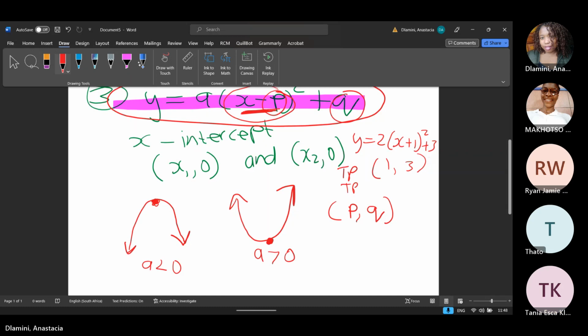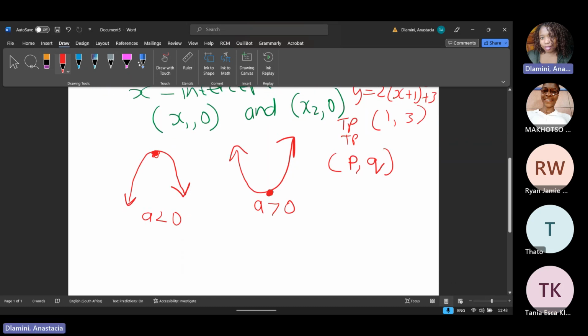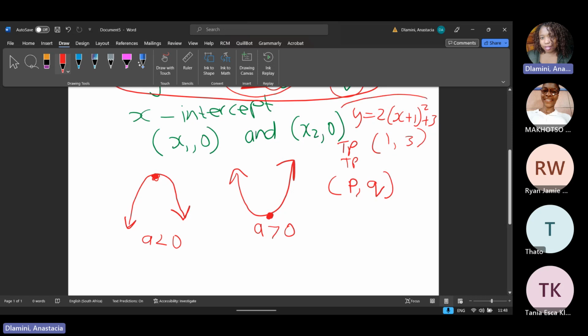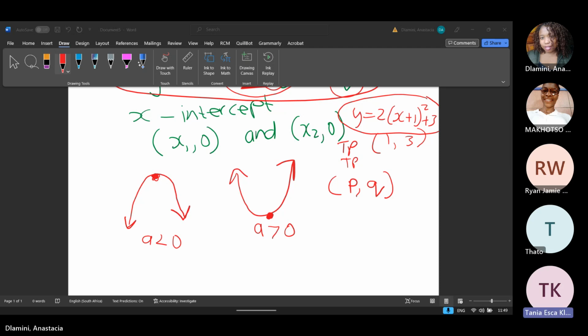G'day, yes, Prof. I know you just came in now. What will be the coordinates of a turning point on this equation here? y equals 2 bracket x plus 1 squared plus 3. What will be the coordinates of the turning point? Okay, if I need to simplify, it's going to be y equals 2x... wait, let me just quickly.